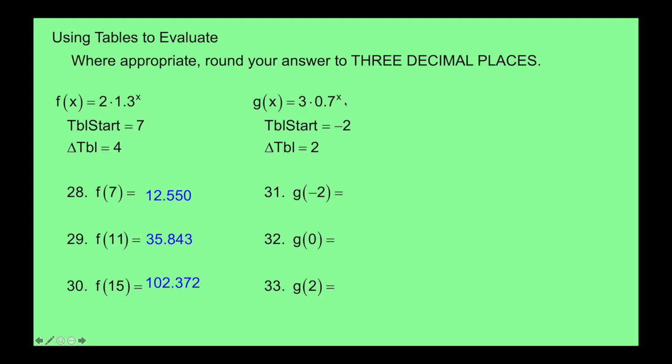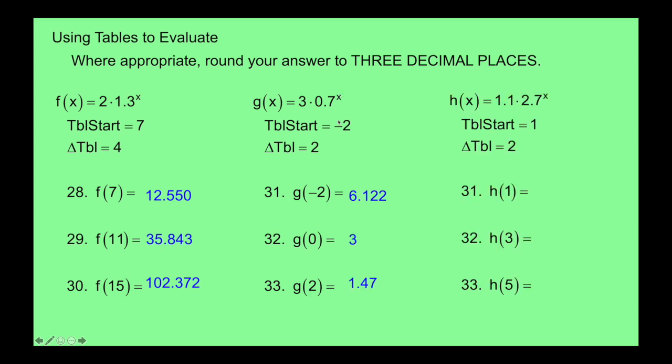So again, with the next one, I could start by typing this in to y sub 1. I could adjust my table accordingly, or I could just plug those values in. So if I plug in a -2 here, then I'll plug in a 0 here, and then finally I'll plug in a 2 here. And these are the answers that I should get.